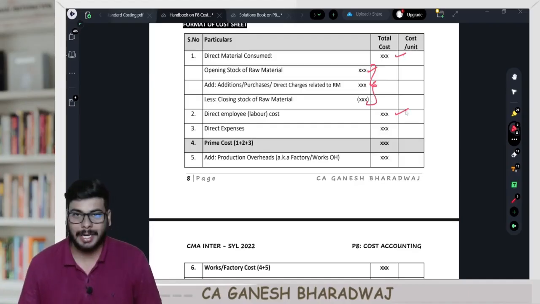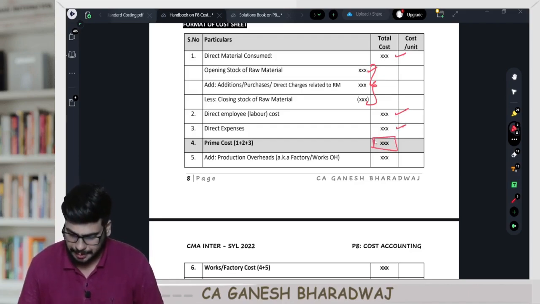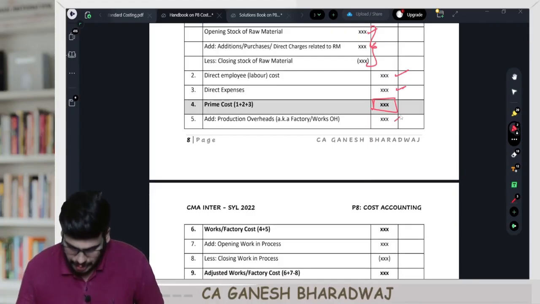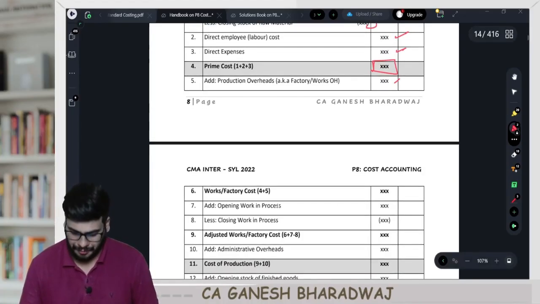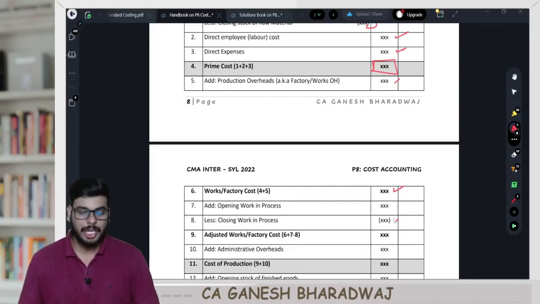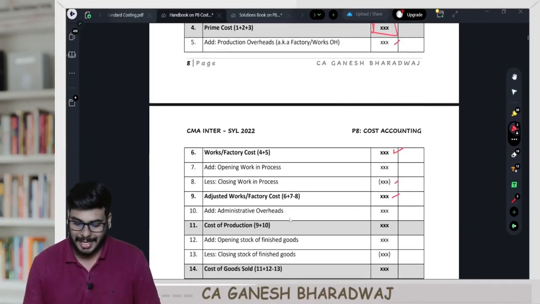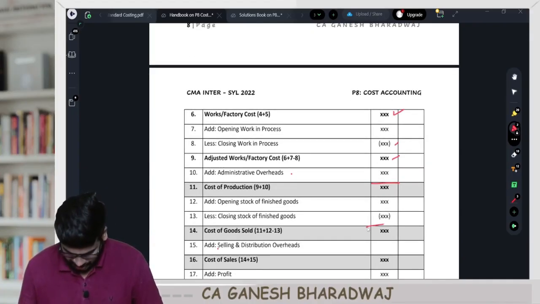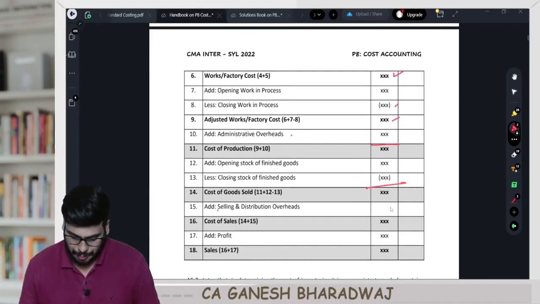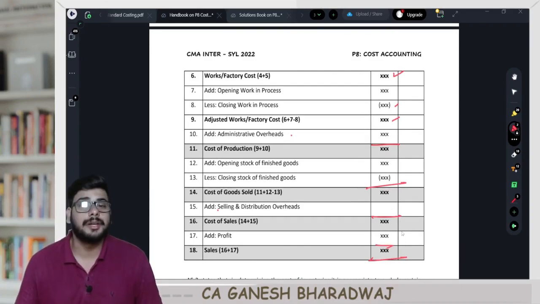Then add your direct labor, add your direct expense, you get something called prime cost. Now to this, add your production overheads, you get something called works or factory cost. To this, add your opening WIP less closing WIP, you get your adjusted works or adjusted factory cost. Now to this, add your AOH, you get your cost of production. To this, add your opening FG less closing FG, you get your COGS, which is basically your cost of goods sold. Then add your selling and distribution overheads, you get your cost of sales. To this, add profit, you get sales. That's about it.